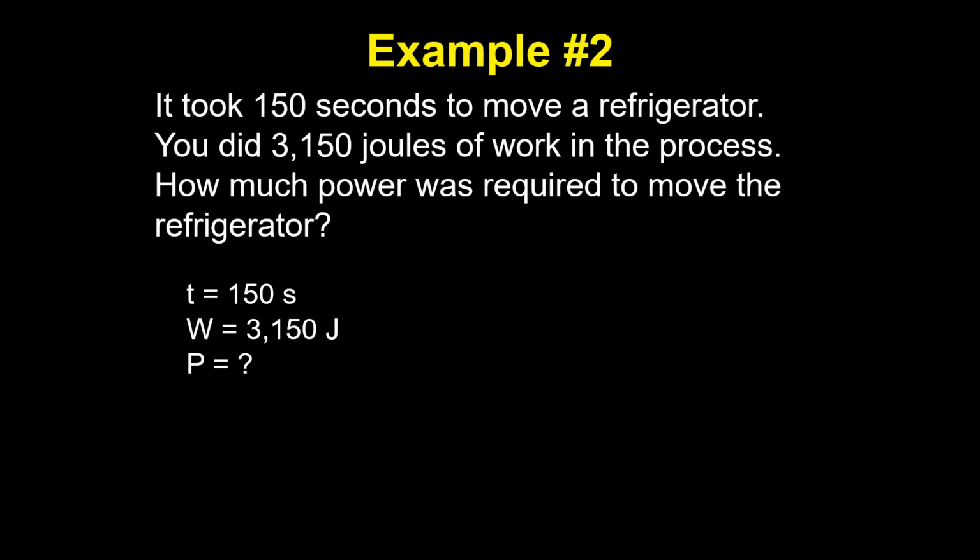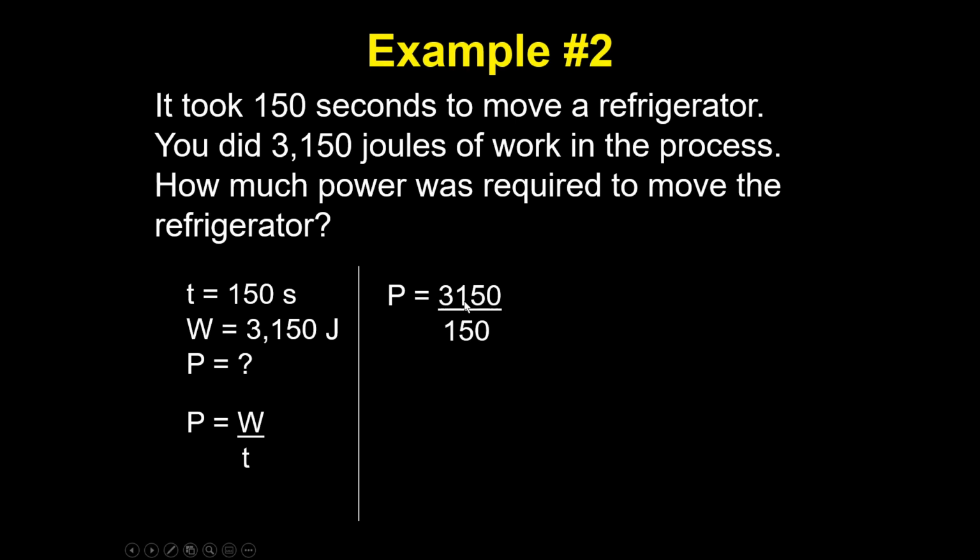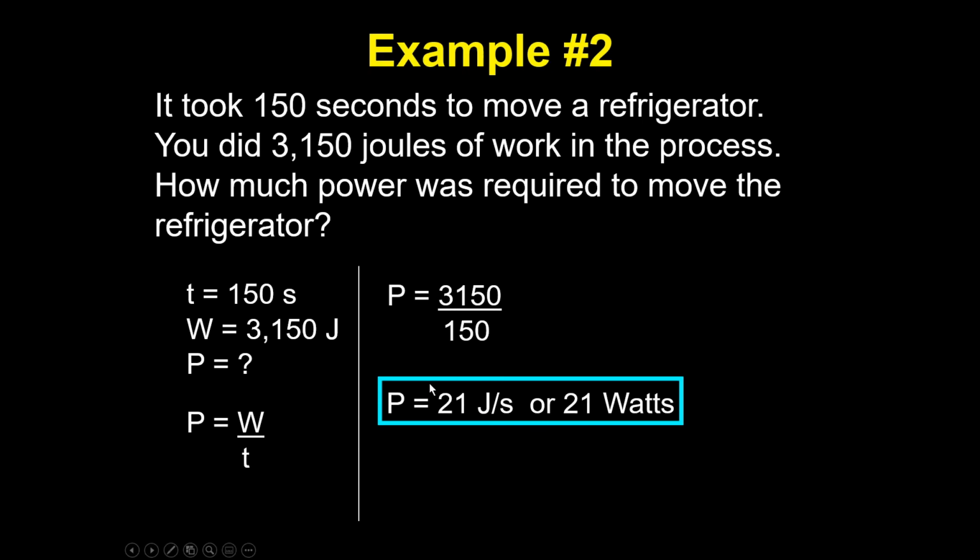out. And not a bad idea to also write the formula for power, which we just looked at in your notes, and that is power equals work divided by time. So P equals W divided by time. The nice part is, for this problem, we already have the work, we already have the time, so you just have to plug it into your formula, and you should get that 3,150 joules is going to be divided by 150 seconds, and we should get that our power is going to equal 21 joules per second, or 21 watts.